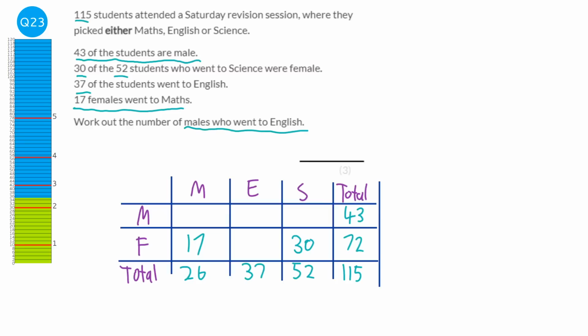Males who went to English will be this box here, so this is our target. But you can't work that out directly, we've got to kind of go around and work out what we can. So the next thing we can do is work out this bit here. So the total females 72, the females who went to maths 17, the females who went to science 30, so that leaves 25. And then you can see here we can work this out. So the total was 37 who went to English, 25 females, and so that means there will be 12 males.